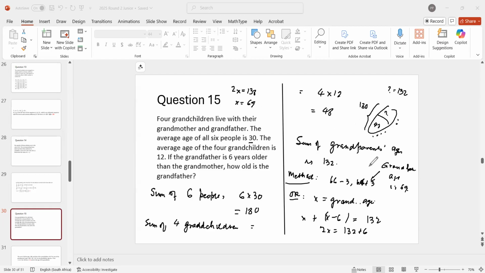And that's what I had. You see, I had here 66 plus 3, which is 69. And that's your grandfather's age. That's the answer to the problem. Okay.